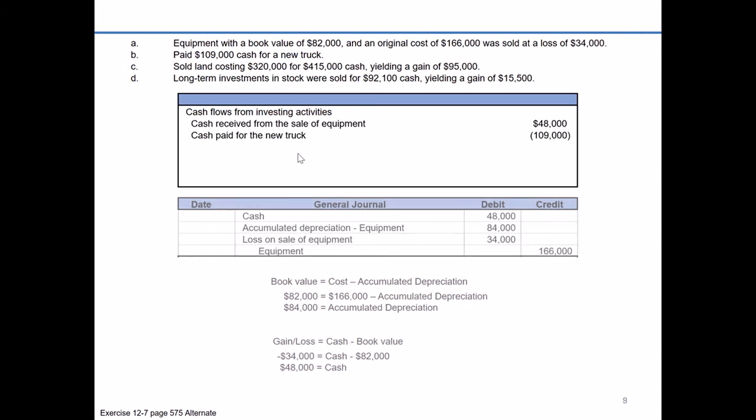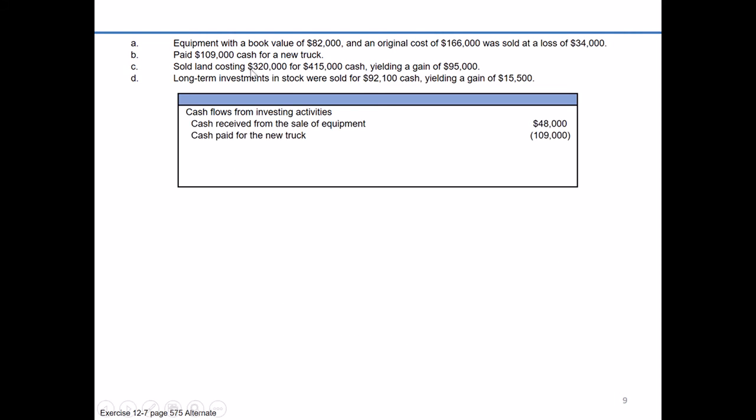Now we're going to get to C, where we're going to sell land costing $320,000 for $415,000 cash, yielding a gain of $95,000. Now you may start to read through here and go, oh no, not again. I've got three amounts. I'm going to have to go through this mess in order to figure out what the cash impact is. This one, they were nice. They gave you that information. The rest of the information is just simply a distractor.